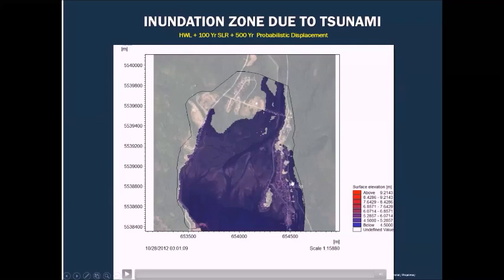Because it is a low area, we consider the high water level plus sea level rise, 100-year and 500-year probabilistic displacement in the Cascadia zone. So the earthquake has happened. It takes a little bit of time. Yeah, water is moving. It takes a little bit of time for the first wave and the second wave to come.